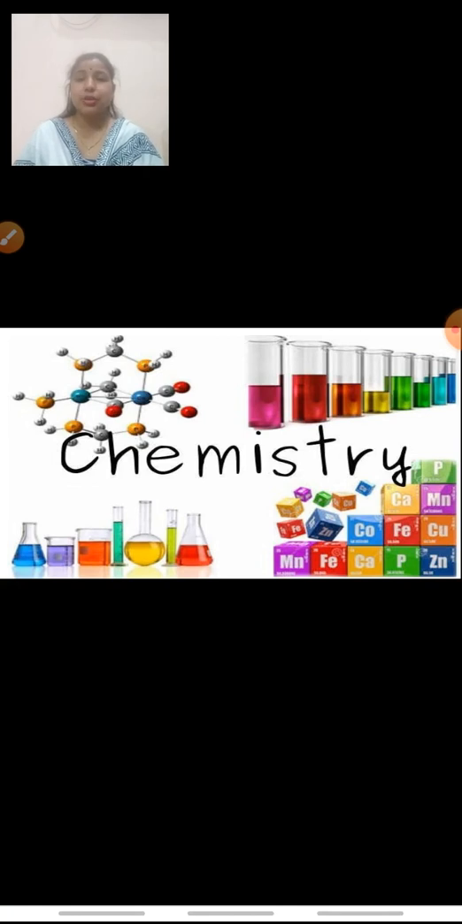Children, as you all know, chemistry is a part of science. You all have got to know about the bifurcation of science in 9th standard only. Chemistry contains all the chemical reactions and the chemical processes going on around you. In science, there are three parts: physics, chemistry and biology.